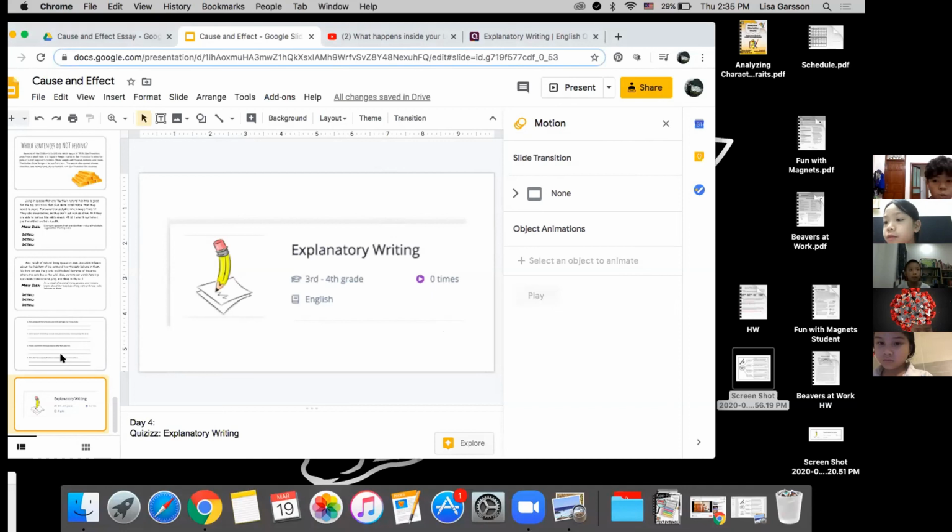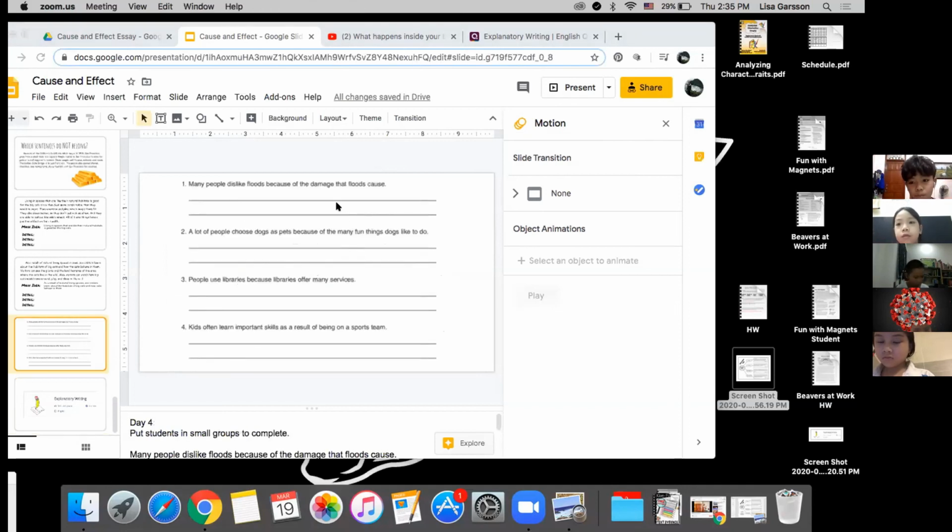Breakout room number 1. You are going to have many people dislike floods because of the damage that floods cause. That's B, Elsa, James, and Lily. Breakout room number 2. Dino, Pizza, Mitzi, and Ciro. A lot of people choose dogs as pets because of the many fun things they like to do. Breakout room 3. Bill, Mit-A, Jon Snow, Minnie. People use libraries because libraries offer many services. And breakout room number 4 is going to be Ling Chi.